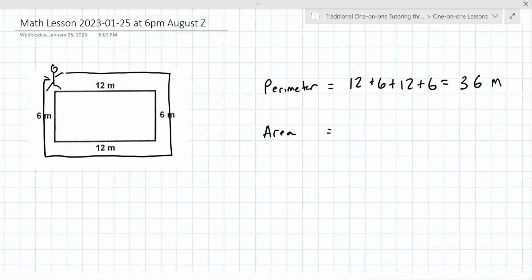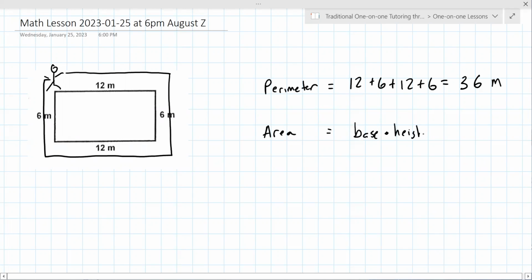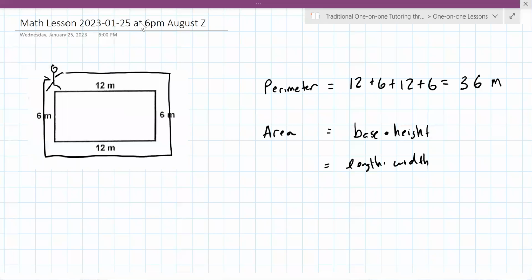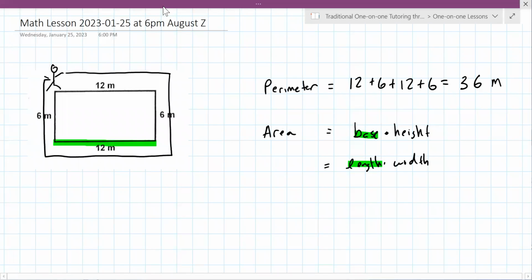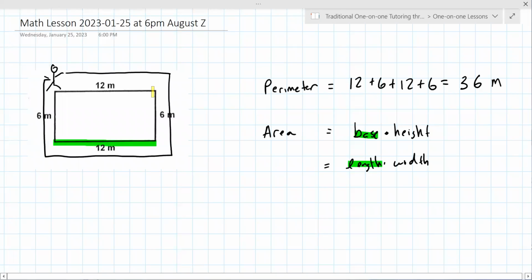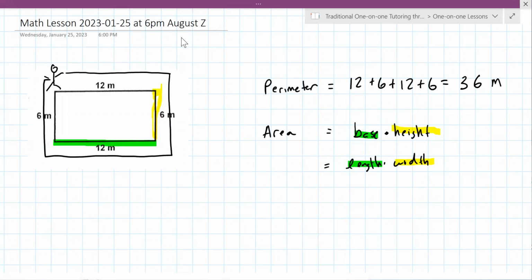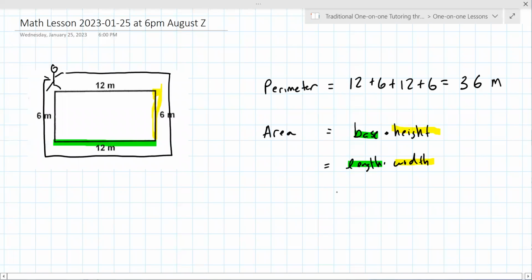Now the area, you've seen this before. It's the base times the height, or maybe you prefer length. So it'd be like 12 times 12 and 6 times 6? Nope. So let me highlight the base or the length. It actually doesn't matter, but this is the base or the length. The height is the other dimension, or the width, depending on how you're looking at it. Now the numbers are not always different, but they certainly are in this problem.